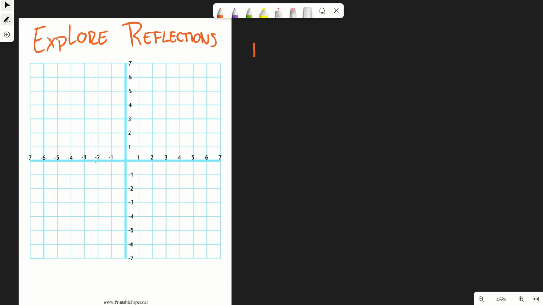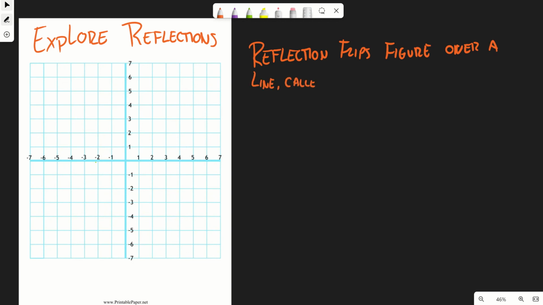So a reflection flips a figure over a line, called the line of reflection. Okay, so a reflection flips a figure over a line, and that line is called the line of reflection.